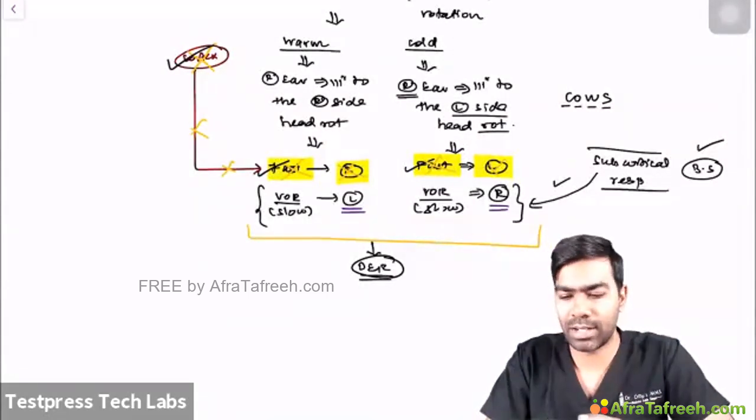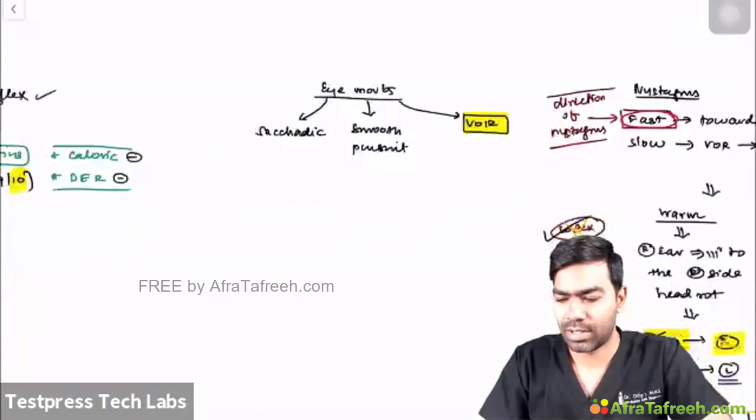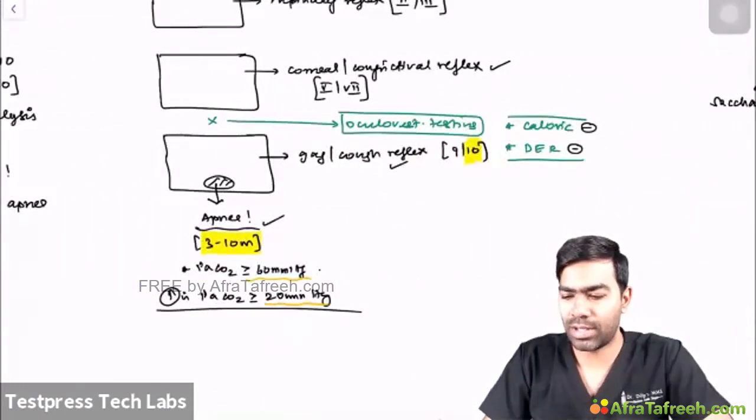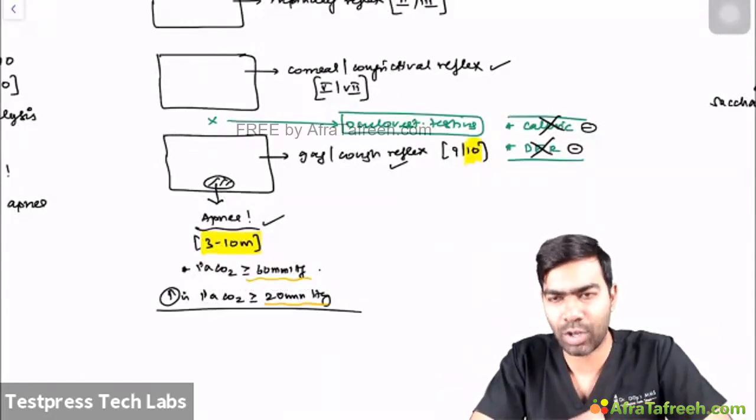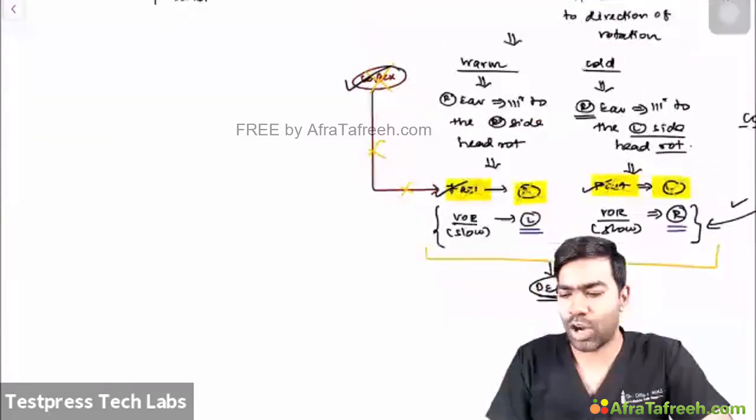Suppose the brainstem is also damaged, then your caloric stimulation also will not yield any information, or the Doll's response also will not yield any information, which means the patient's eyes will be still and they will not be able to move anything at all. No eye movement possible.